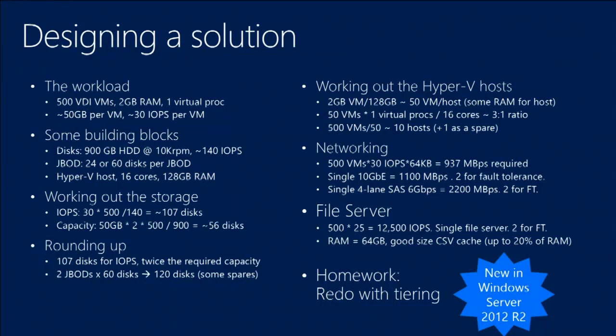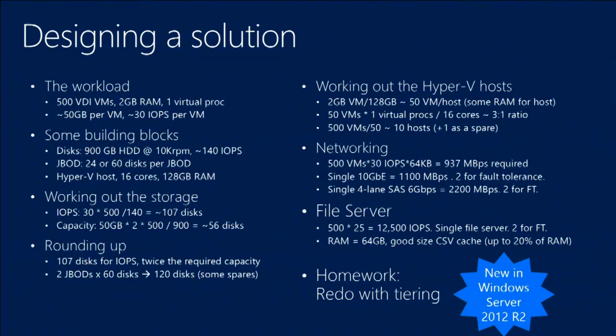So in my building blocks, I'm using all hard disk drives, 900 gig hard disks at 10K RPM. And my disks can give me about 140 IOPS. So I have 2 types of JBOD that I can work with. I have a 24 or 60 disk JBODs, and my Hyper-V hosts have 16 cores and 128 gigs of RAM. And you might again say, oh, my Hyper-V host has 256 gigs of RAM. Just adjust accordingly, right?